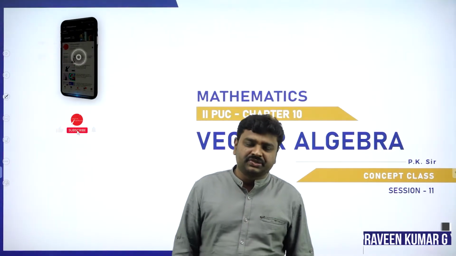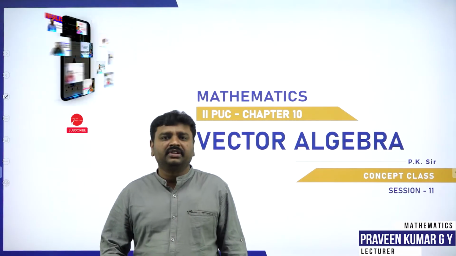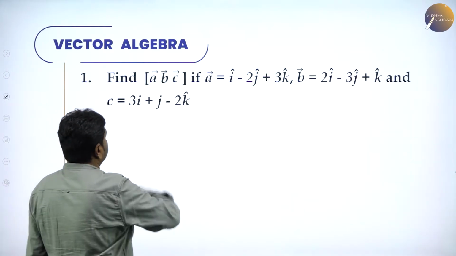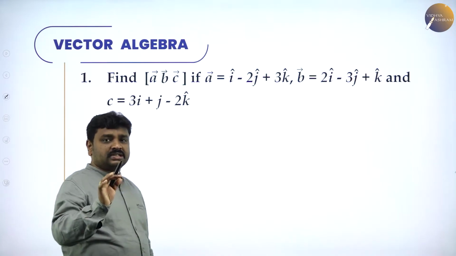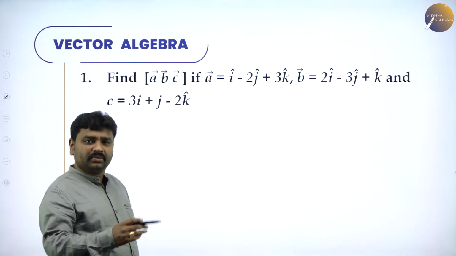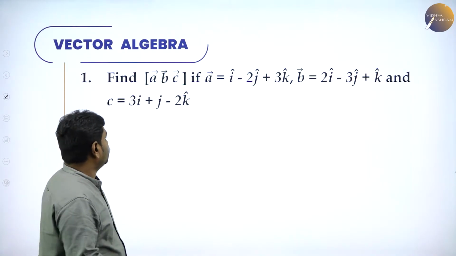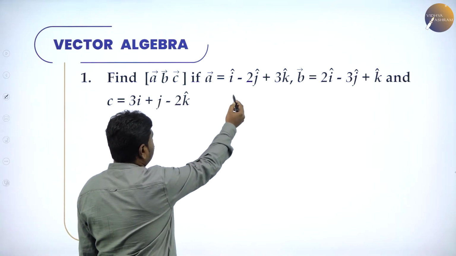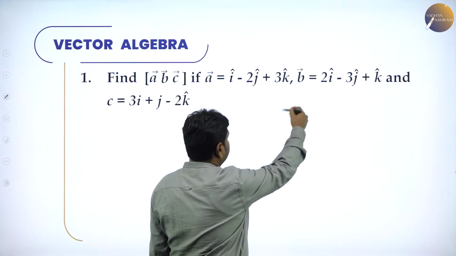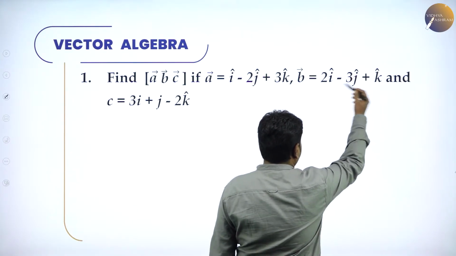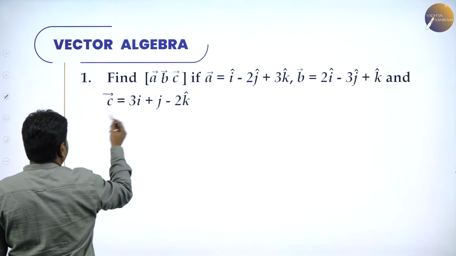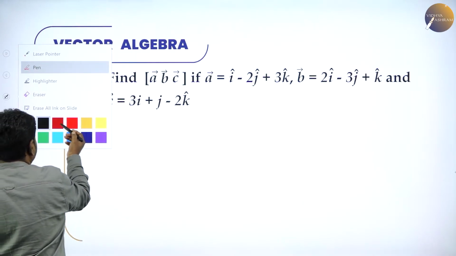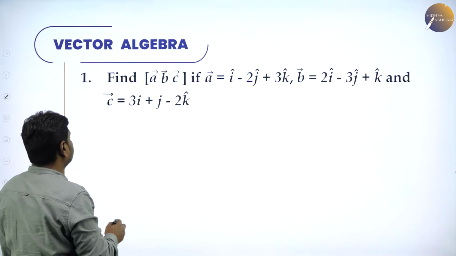Welcome to the session, dear students. Today we'll go ahead with the problems of vectors. So the last exercise, that is supplementary reading they have given, but this is there in the syllabus. Find the box product of A, B, C if vector A is i minus 2j plus 3k, vector B is 2i cap minus 3j cap plus k cap, and vector C is 3i cap plus j cap minus 2k cap. So they give three vectors and they want you to find what is called the box product.